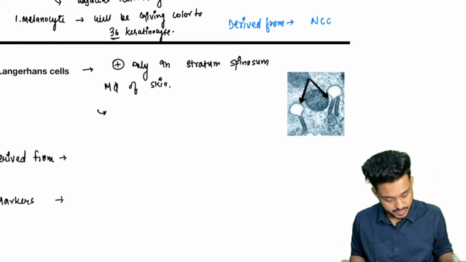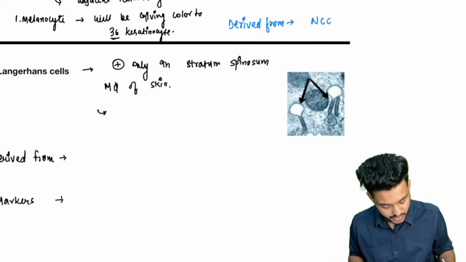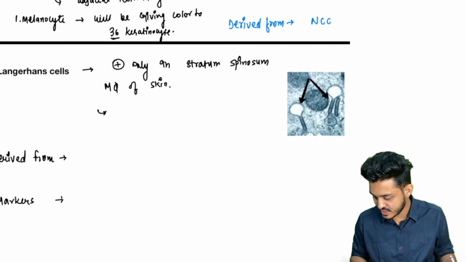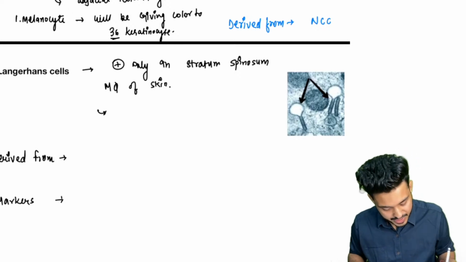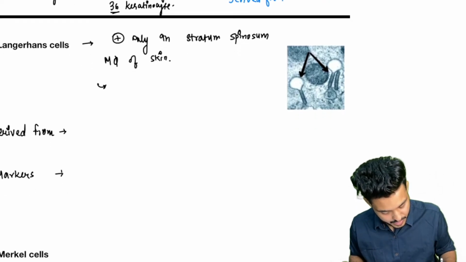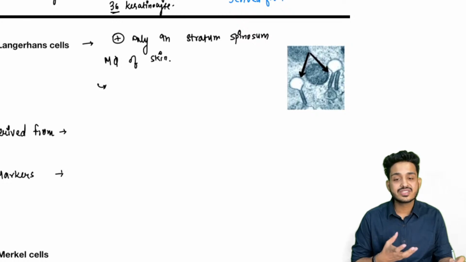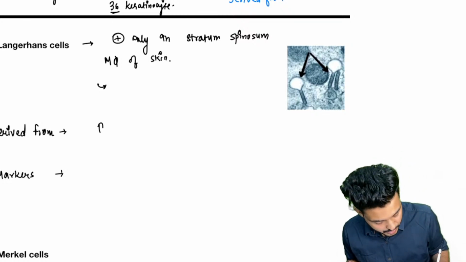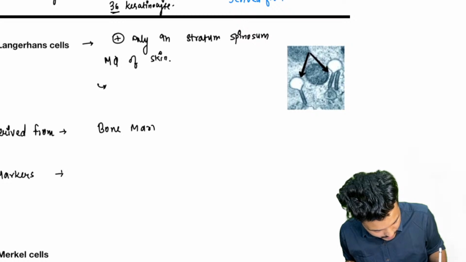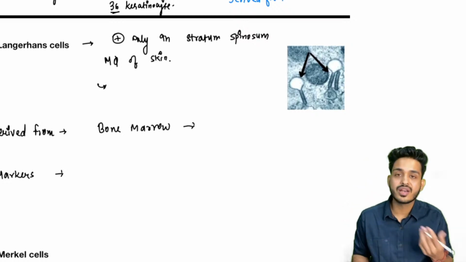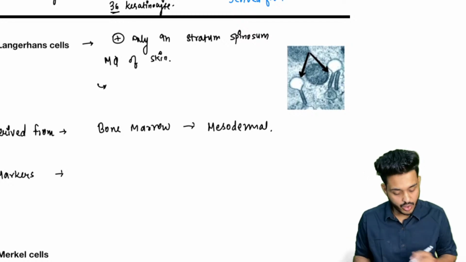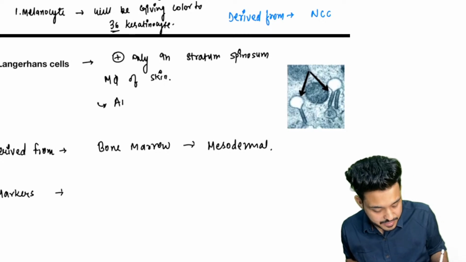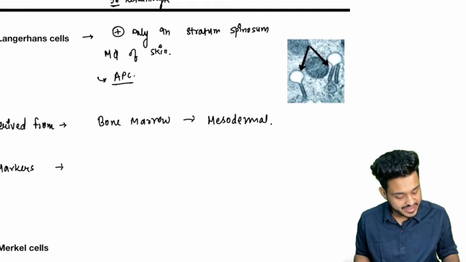Okay, and so this is how we are giving the nomenclature. Basically, what are they, guys? They are macrophages. Now next, where are they derived from? Because they are macrophages, they must be derived from bone marrow. We can also call it mesodermal in origin. Mesodermal in origin. They are basically antigen presenting cells.